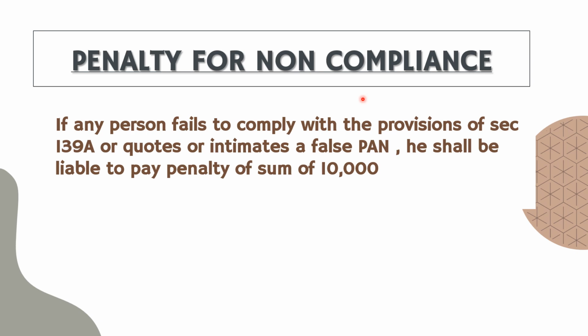What is the penalty for the non-compliance of these rules? In case you don't follow section 139A, or apply for a false PAN, or quote something wrong, you are liable to pay a penalty to the extent of 10,000 rupees.